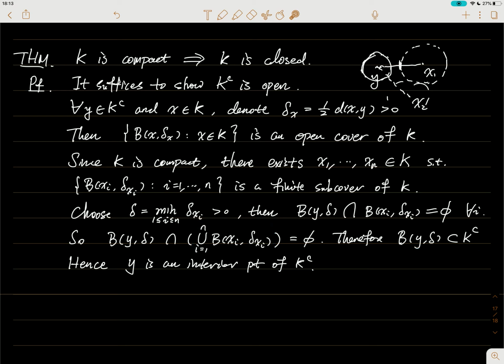And now what we showed is, for every point in K complement, there exists a ball centered at this point such that the entire ball is in the K complement. And that means y is an interior point of K complement. And then there will be the standard things: because y is arbitrary, every point in K complement is an interior point. And that means K complement is open.